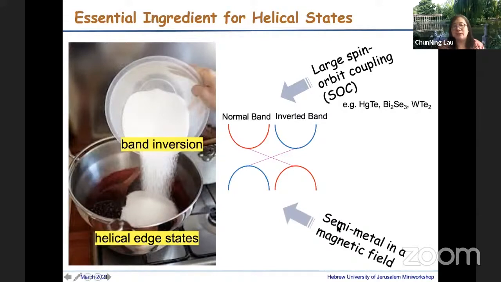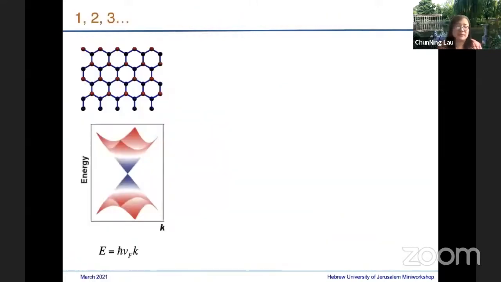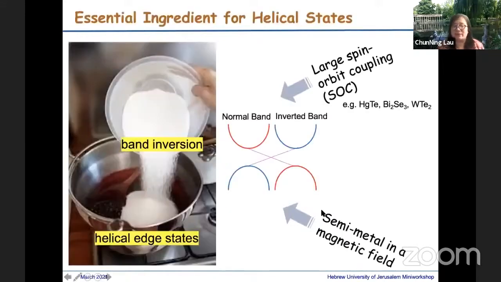Another way is that we can achieve this in a semi-metal where electron and hole bands coexist, and apply a magnetic field to make the bulk insulating, and so this will give us also an inverted band. So for the first part of the talk, I'm going to look at the semi-metal scenario. And for the second part of the talk, I'm going to tell you about a bismuth-based iodide, which does have large spin orbit coupling.